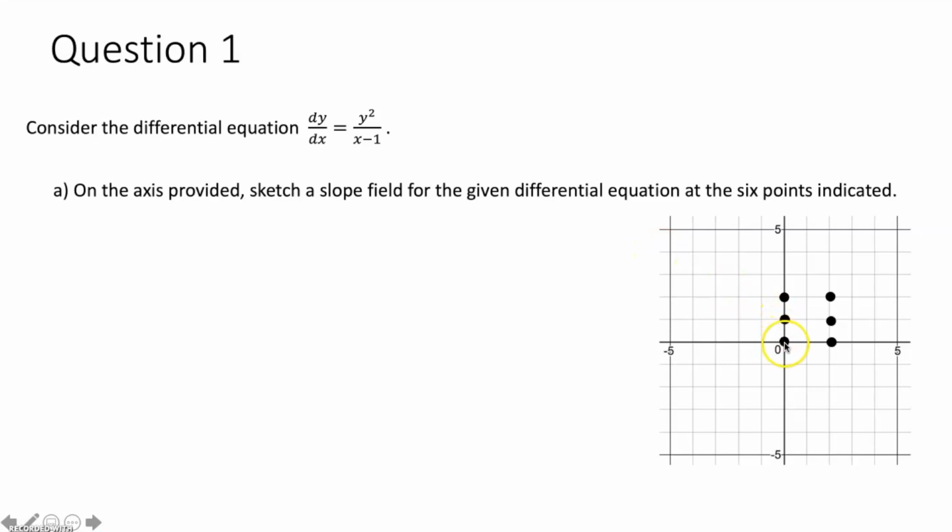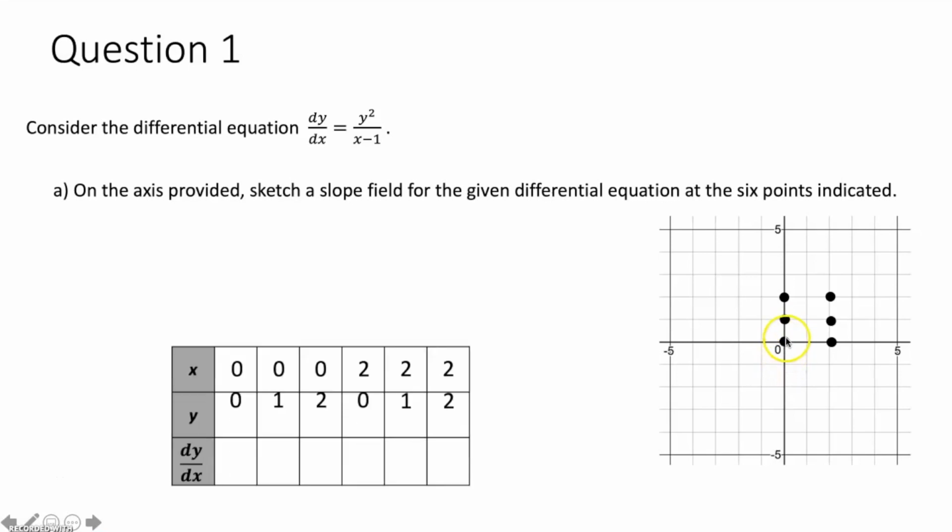All you have to do is plug in each of these points, the x and y coordinates, to this given differential equation, and that will give you the slope of your general or particular solution, your solution curve, at that given point. Then whatever that slope may be, you're going to make a little line segment going through that point with that given slope. So let's go ahead and do this.